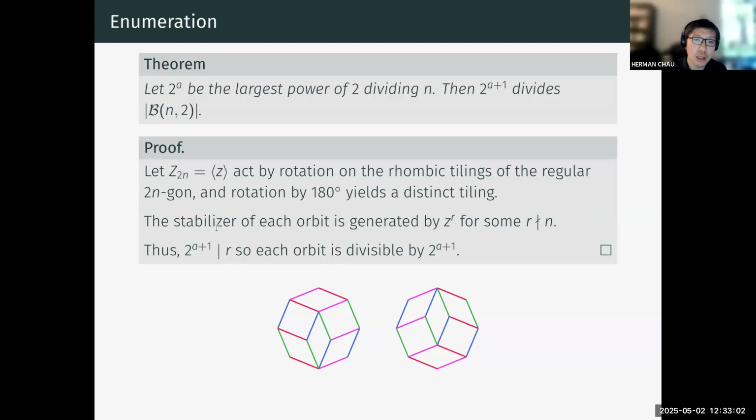What this tells us is that the stabilizer of each of our orbits under this rotation action is generated by z to the r, where r does not divide n, because we know that z to the n does not take our tiling back to itself. And so r is going to be the size of each orbit, and you can check that 2 to the a plus 1 will divide r. So we get this divisibility property on every orbit, and hence on the entire set Bn2.